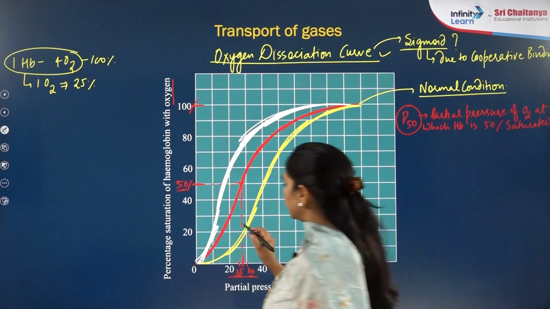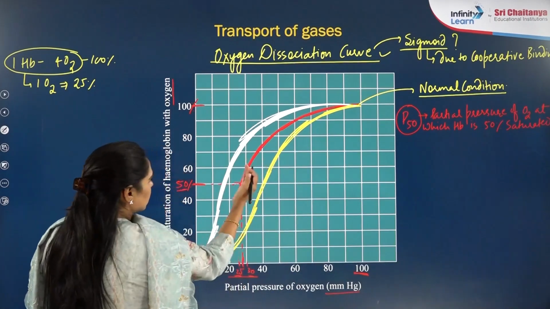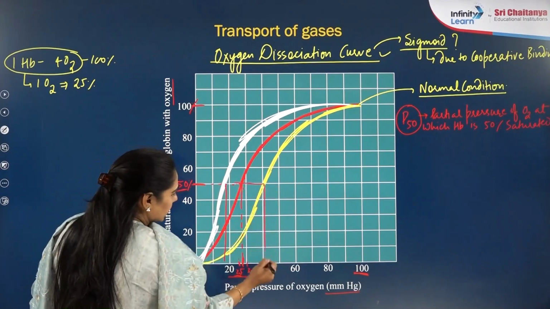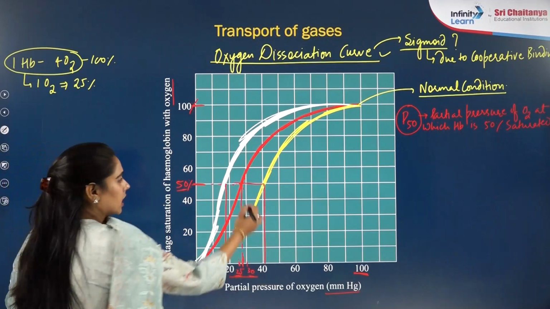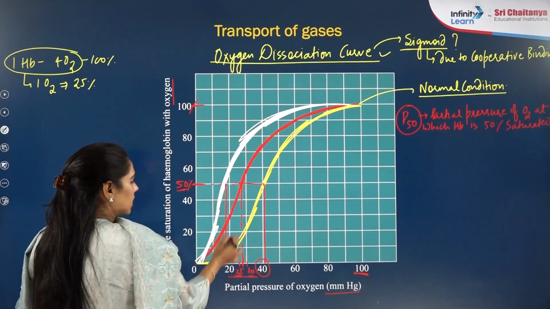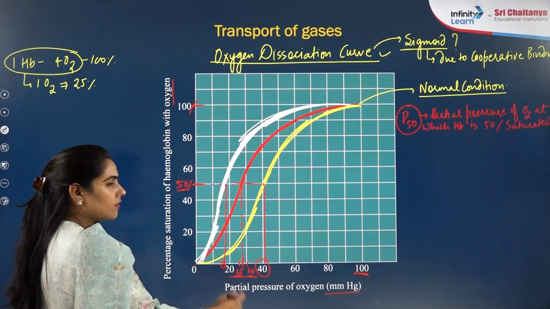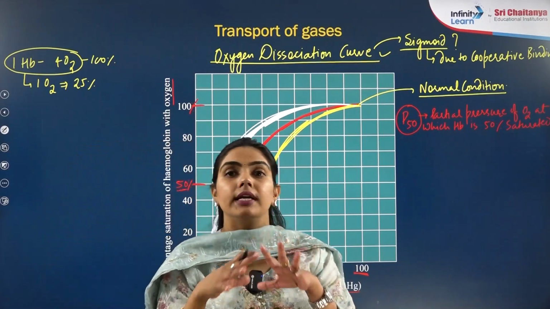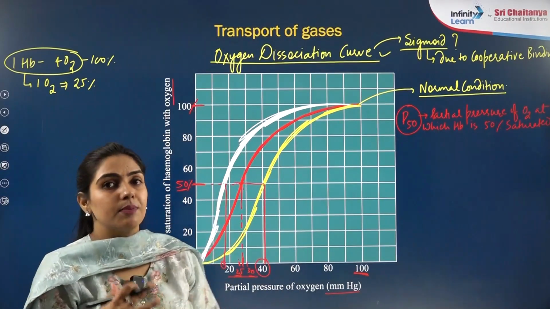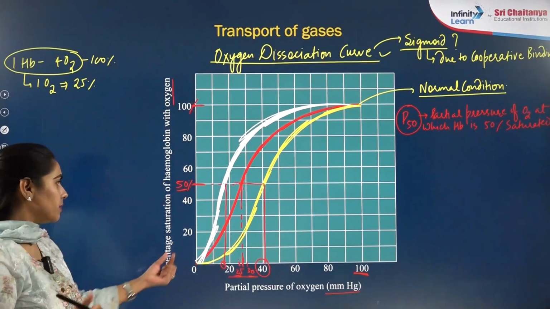You can see that it is going to change when the curve will shift to the left or when the curve will shift to the right. Yes or no? When the curve will shift to the right, P50 is going to increase, and when the curve is going to shift to the left, then the P50 is going to decrease. What is it representing?